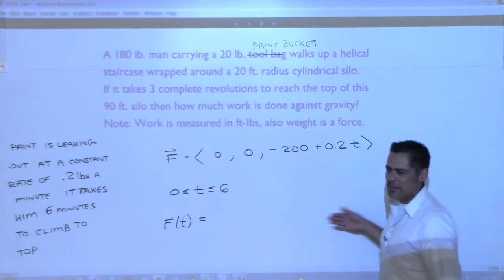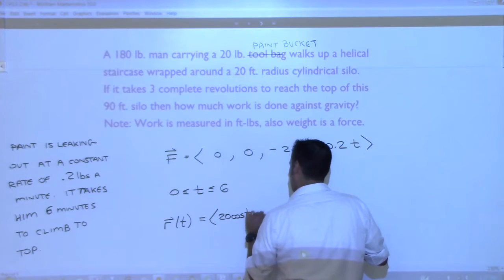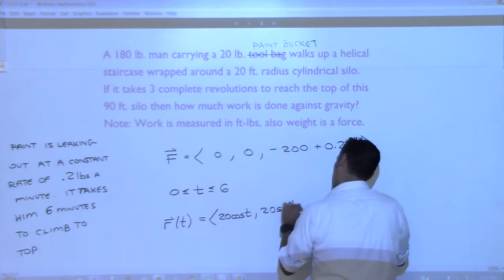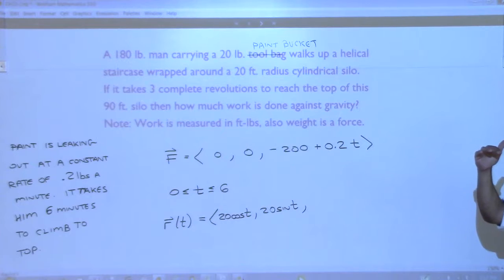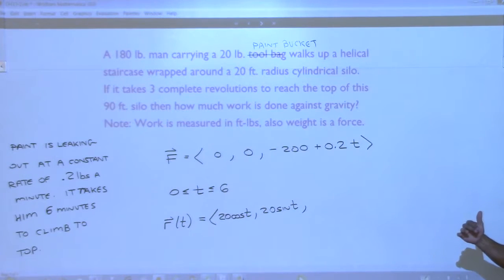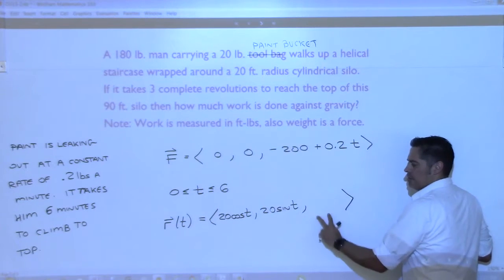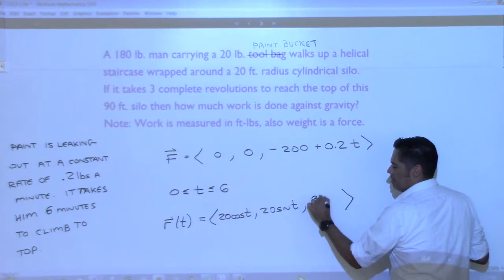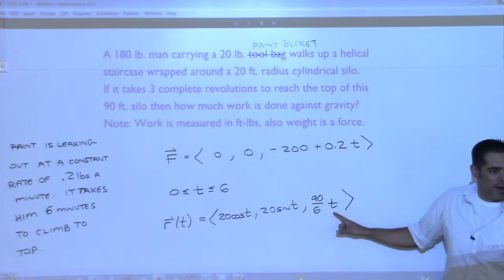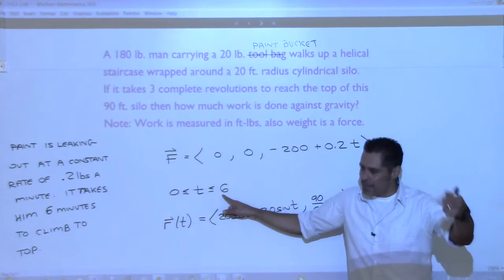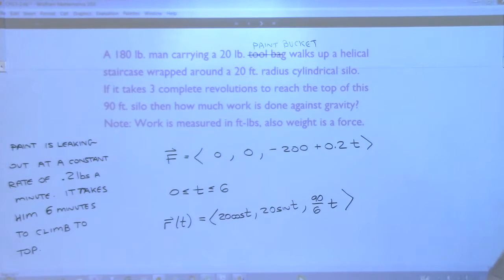Do the first two components even matter? They don't, do they? But I'll still write them: 20 cosine t, 20 sine t. And then again, we need to be at 90 at the end and 0 at the beginning. So what's going to be the z component here? 90 over 6 times t, not 6 pi. If we start at 0, we'll be down at the ground. When t is 6, 6 minutes later, we will be at the top. But what's wrong with that? It's not right.